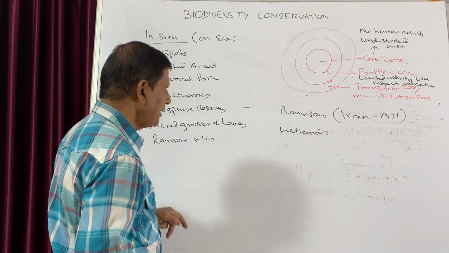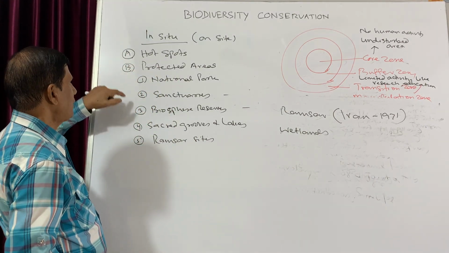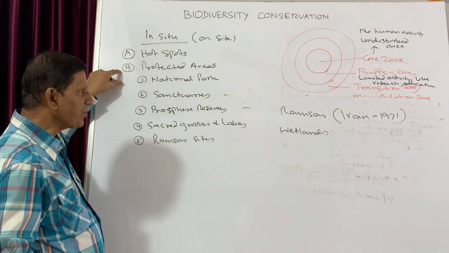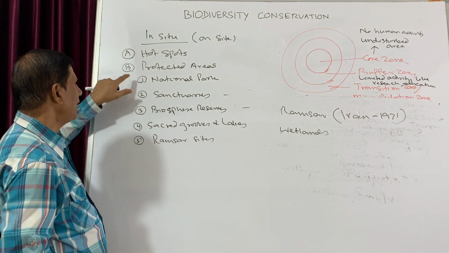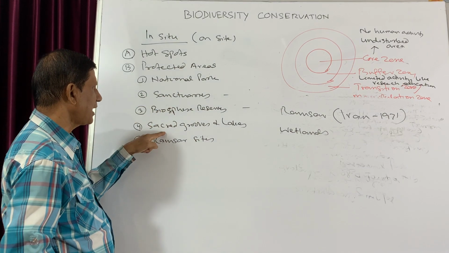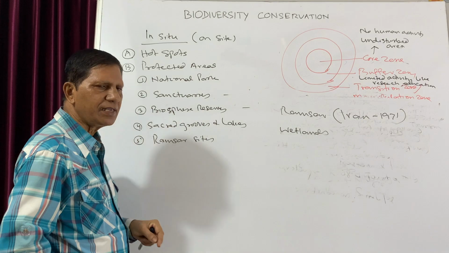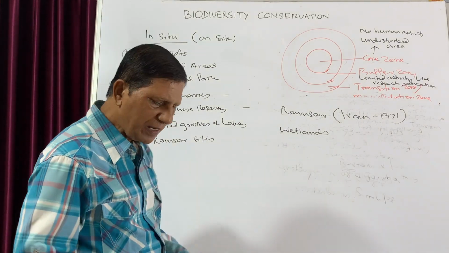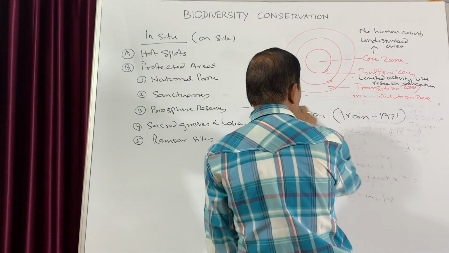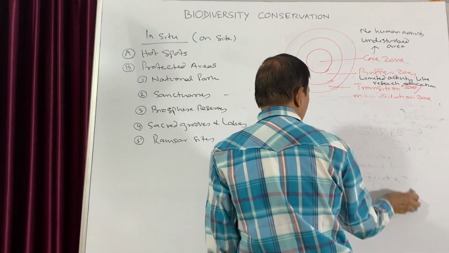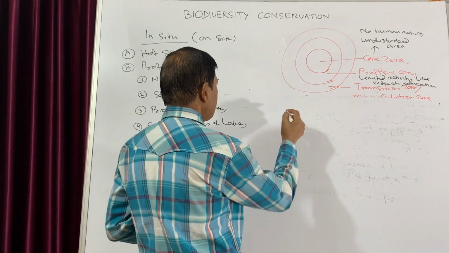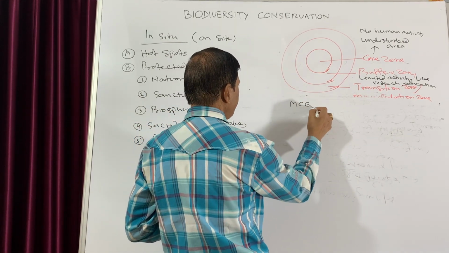So these are the different types. Mainly in-situ conservation is of two types: one is hotspot, the other is protected area. And the protected area again has five different types: national park, sanctuary, biosphere reserve, sacred groves, and Ramsar site. This part is very important from the examination point of view. What type of questions usually come from this? Let us discuss two questions.